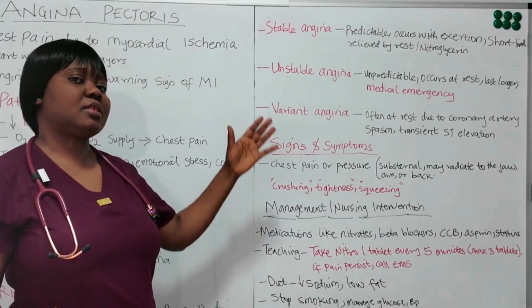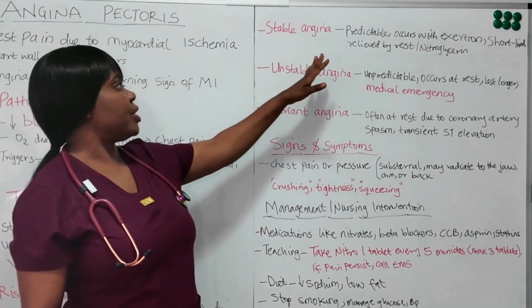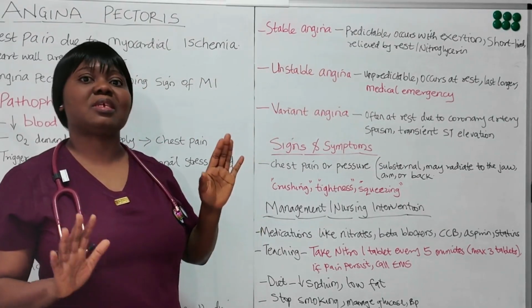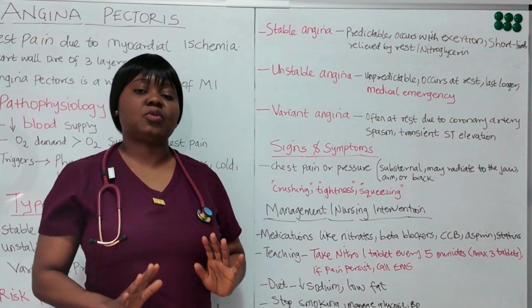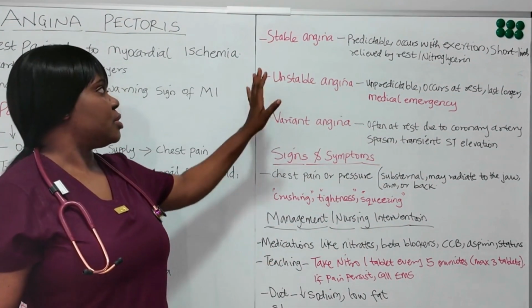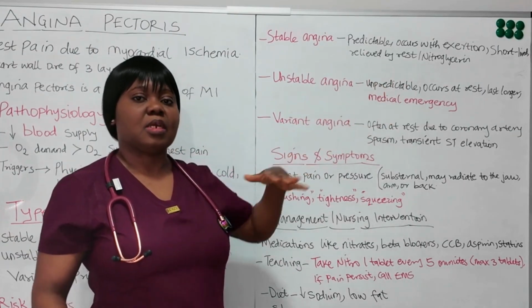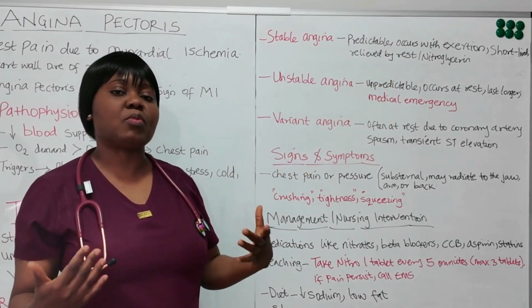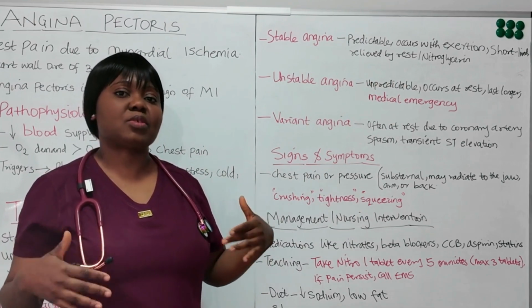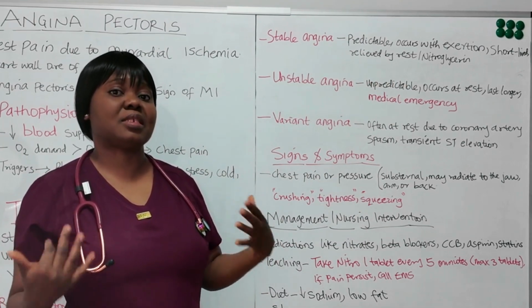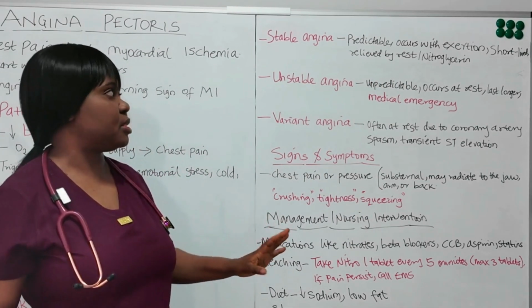Now let's look at the types of angina. Stable angina, as the name says, is stable. The fatty plaque is stable, so it has not ruptured. It means it's predictable. The patient can easily know when it happens. Most times when you ask them, they'll tell you it happens when they're stressed, exercising, or doing an activity. So they can easily predict it.